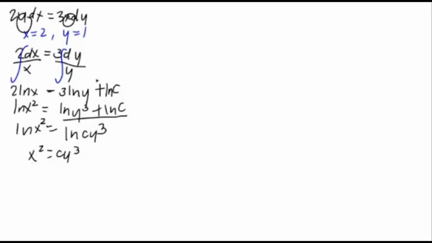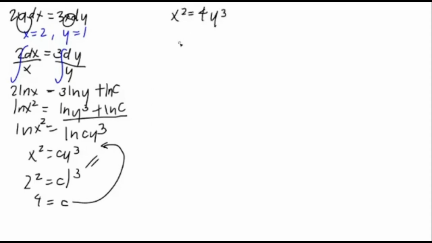So, ngayon, may general formula na tayo. So, substitute natin tong conditions na to. Itong dalawa. So, x is equal to 2. Magiging 2 squared is equal to c 1 cubed. So, 4 is equal to c. Ngayon, substitute natin tong 4 dito sa general formula. So, magiging x squared is equal to 4y cubed.